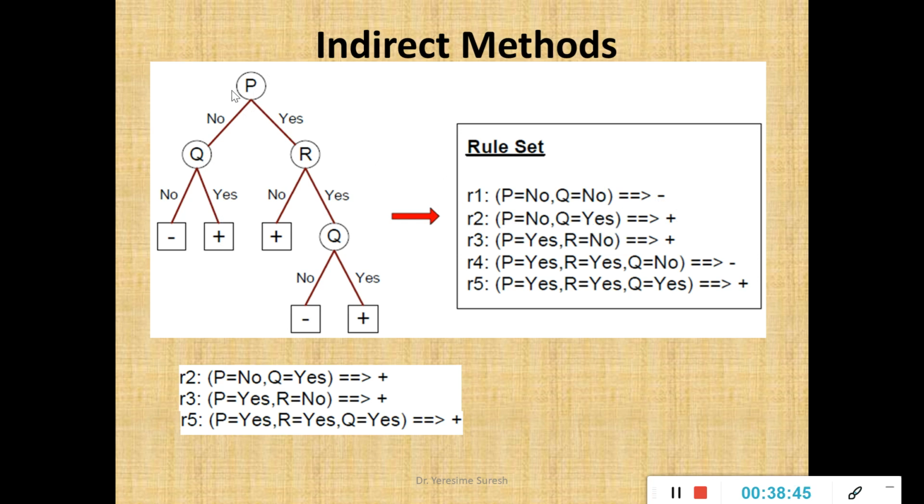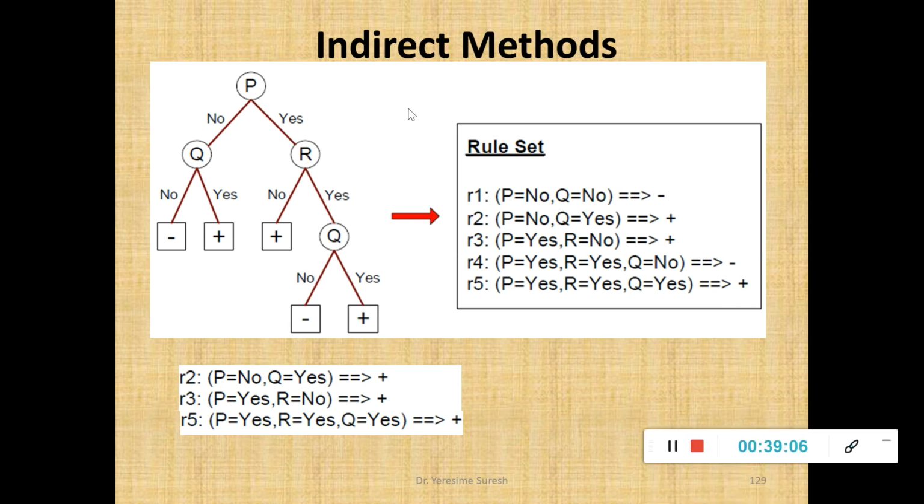It will imply positive. Similarly, repeat the same process for the other 3 paths. P is equal to yes, R is equal to no, it is positive. P is yes, R is yes, Q is no, it is negative. P is yes, R is yes, Q is positive, class label is positive.